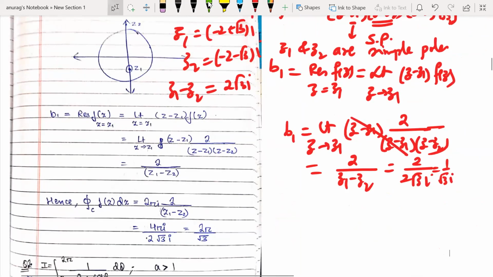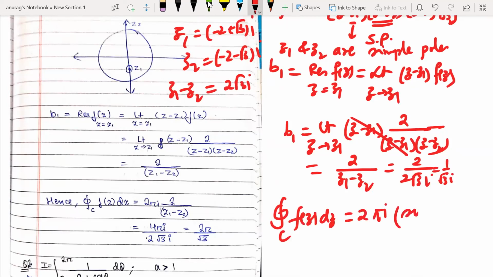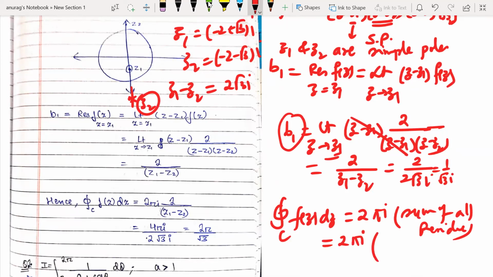Now, what will be your integration? We know that the integration of f(z) dz is nothing else than 2 pi i times the sum of all residues. Only the residue at z equal to Z1 counts, because Z2 is outside the given curve, so we are not taking it. So 2 pi i, what is the residue? Only one residue. So we have to write only 1 upon root 3i. i is cancelled out. So the integration is 2 pi by root 3. In complex analysis, you have to solve by this method only.